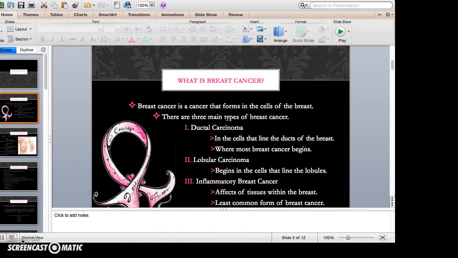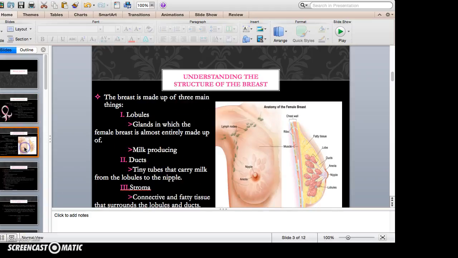Breast cancer is a cancer that forms in the cells of the breast. There are three main types of breast cancer: ductal carcinoma, lobular carcinoma, and inflammatory breast cancer. Ductal carcinoma is in the cells that line the ducts of the breast and is where most breast cancer begins. Lobular carcinoma begins in the cells that line the lobules of the breast. Inflammatory breast cancer affects the tissues within the breast and is the least common form of breast cancer.